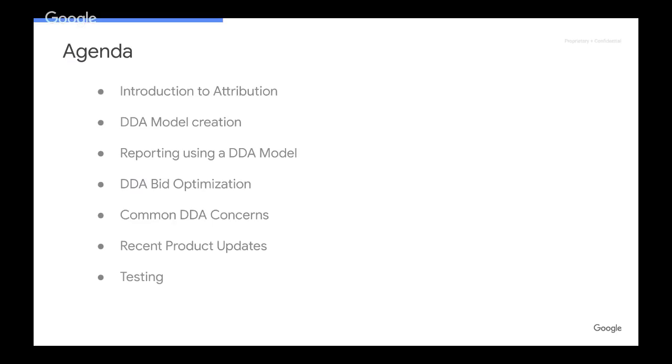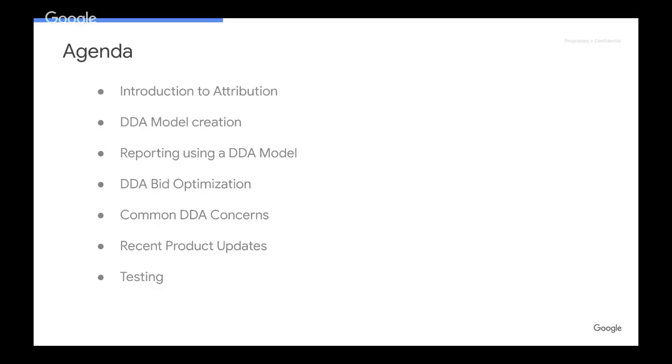So before we properly get started, I want to run through the agenda. As you can see, it's pretty jam-packed. We're going to start off with a brief recap of what attribution is and why it's important before moving on to implementation. So how you might set up a DDA model, subsequently a report to said model, and then a bid to the model in the end.